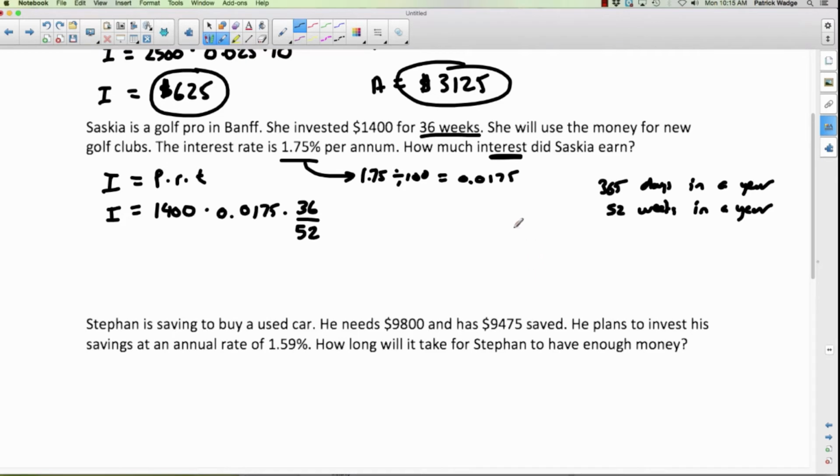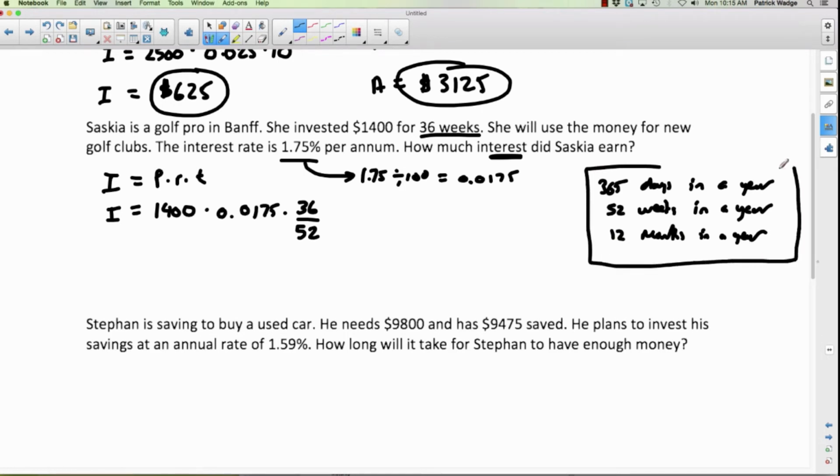Okay, the other possibility is if it said months, 36 months. So then we'd go 36 divided by how many months in a year? 12. And by the way, 36 divided by 12 equals 3. It would be 3 years, and that's perfect. So there's 12 months in a year. So make sure, if you don't know those things, make sure you write those down.